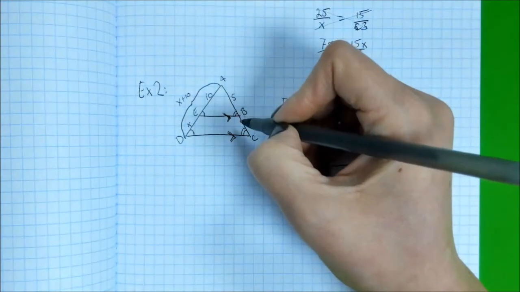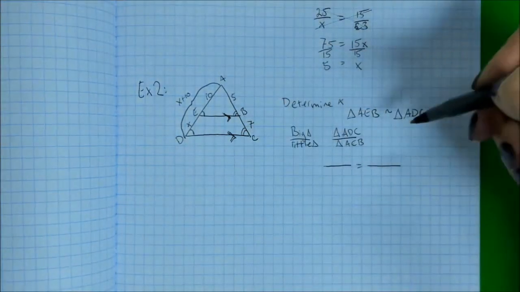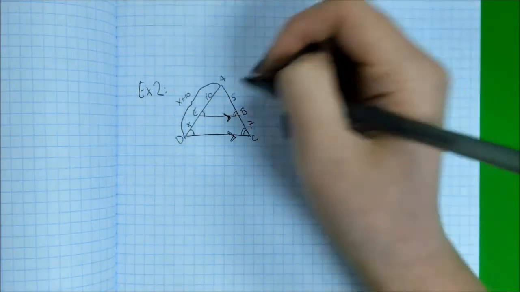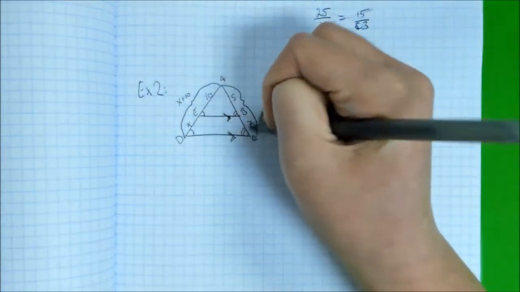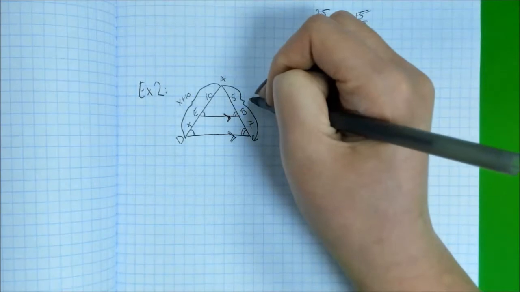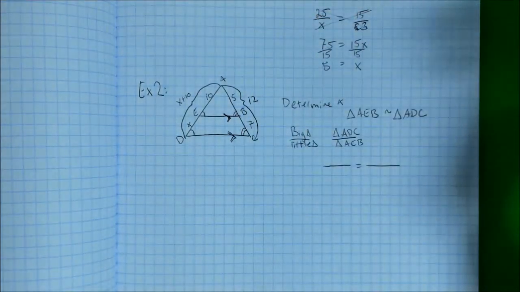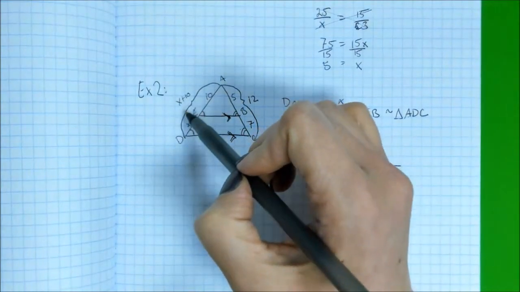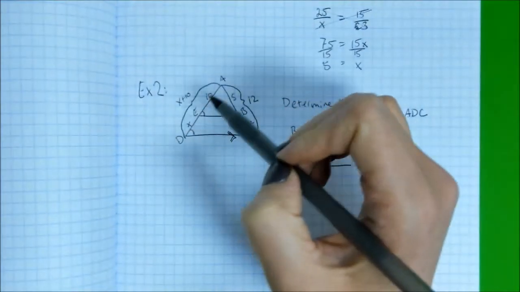Similarly, BC is not a side of either of these triangles, but AC is the side of the big triangle. And to find that, I'm going to add up the 2 smaller parts of the segment and get 12. So really what I need to find is what X plus 10 is. And once I find X plus 10, I can find X.